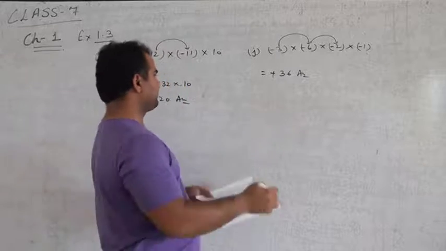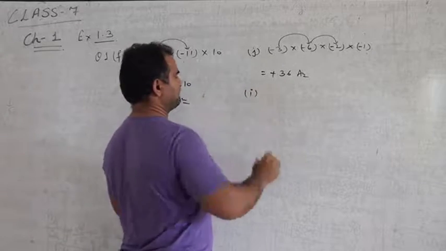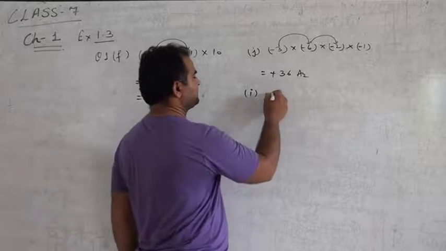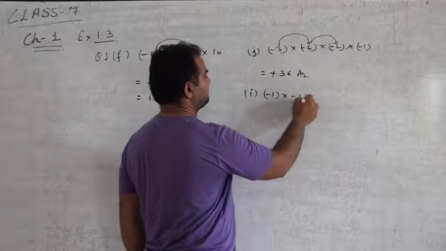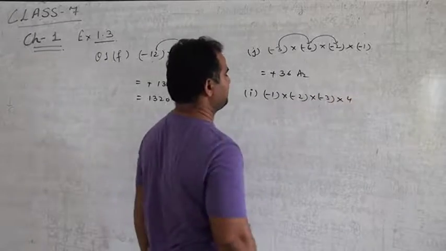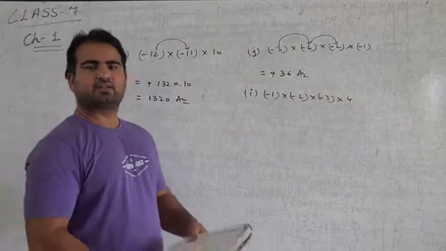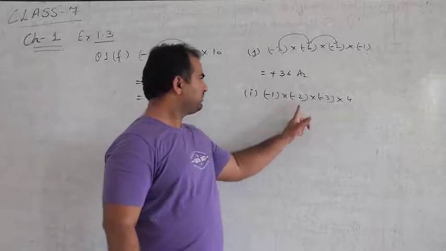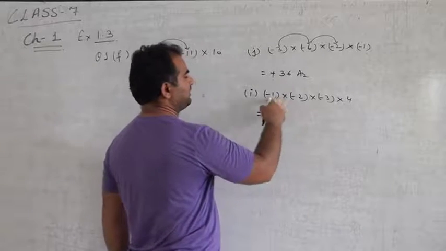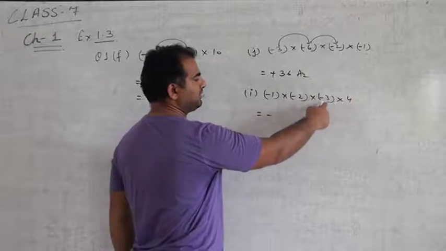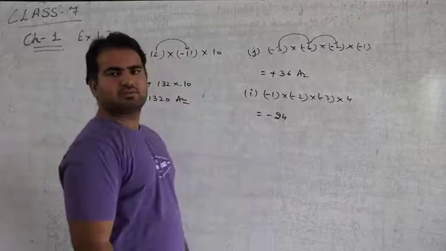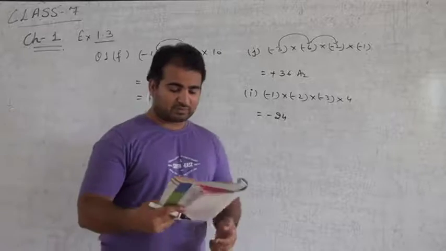Question number I. Minus 1 multiplied by minus 2 multiplied by minus 3 into 4. How many negative signs there are? 3: 1, 2 and 3. So the answer will be negative. 1 into 2, 2 into 3, 6, 6 into 4, 24. Answer will be 24. Done?